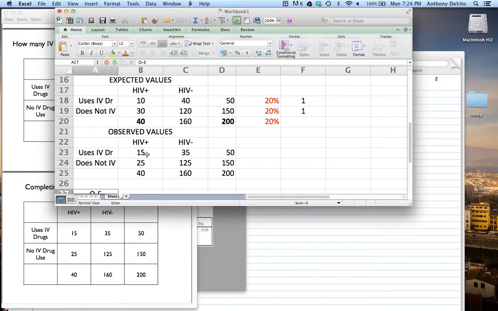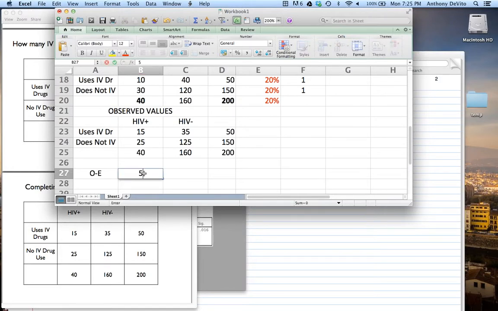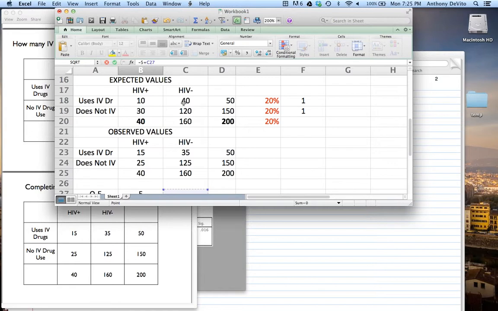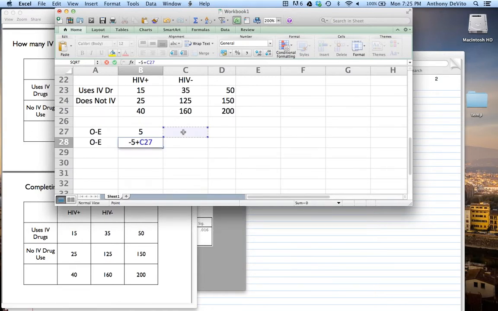Okay. Well, my expected value was 15. My observed value was 10. So the difference is 5. Okay, I'm going to do the same thing in the next box. My observed value is 25. My expected value was 30. So my observed minus expected, what is it? It's negative 5, right? Okay, so now I'm going to go to this next box. 35 minus 40 is negative 5.